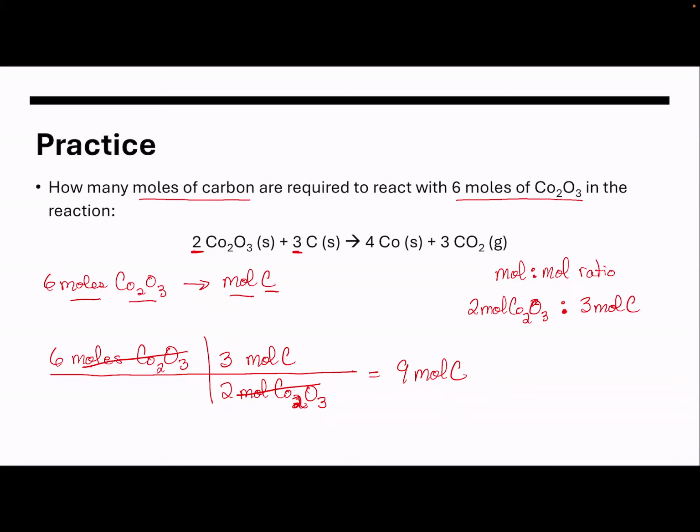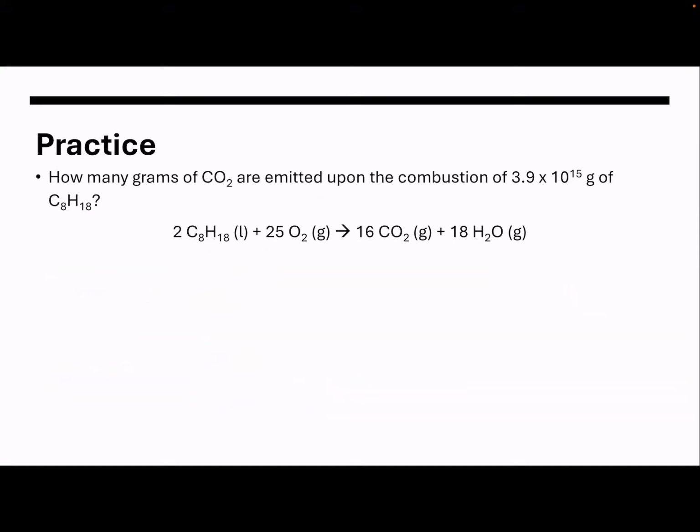Okay, let's look at a more complex problem. How many grams of carbon dioxide are emitted upon the combustion of 3.9 times 10 to the 15 grams of octane? Okay, and I'm given the balanced chemical equation. So I start with what I was given, which is 3.9 times 10 to the 15 grams of octane. The next thing I do is I figure out what I need to solve for. I need grams of CO2.